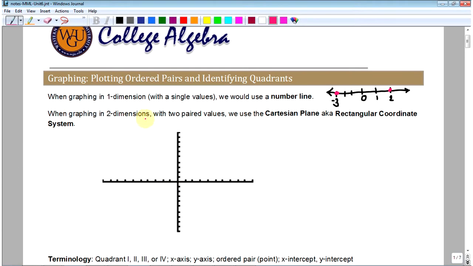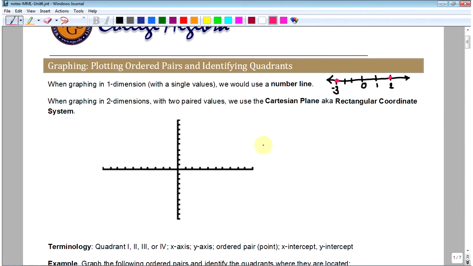When we're graphing in 2 dimensions, there will be 2 paired values, not just a single value. We use what's called the Cartesian plane, also known as the rectangular coordinate system. And this consists of 2 axes. We have the x-axis, which is our horizontal axis, and we have the y-axis, which is our vertical axis.